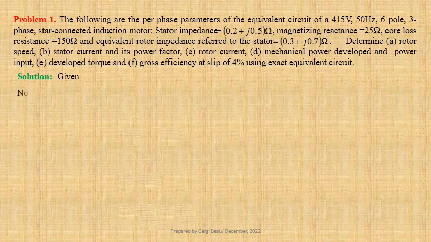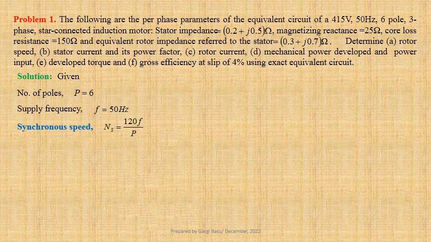Given number of poles of the machine P equals 6 and supply frequency F equals 50 Hz. Let us now determine synchronous speed. Ns equals 120 F by P. Using values, we get 120 into 50 divided by 6, that gives us 1000 revolutions per minute.